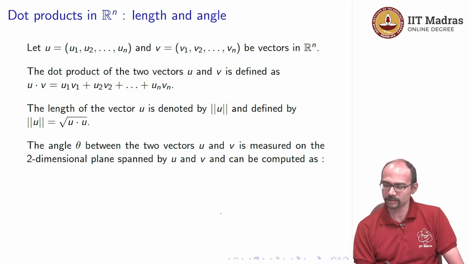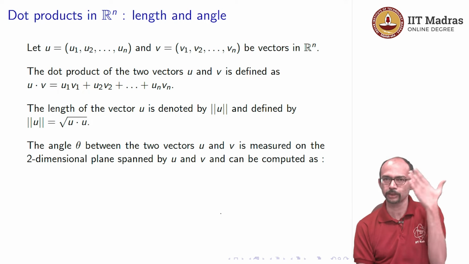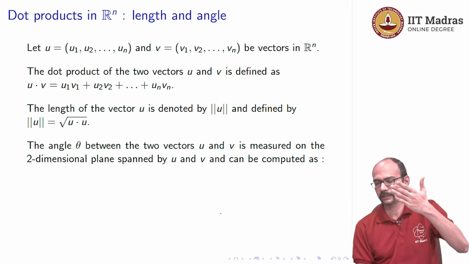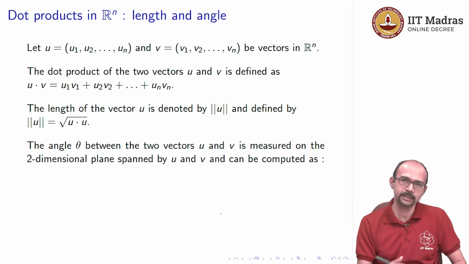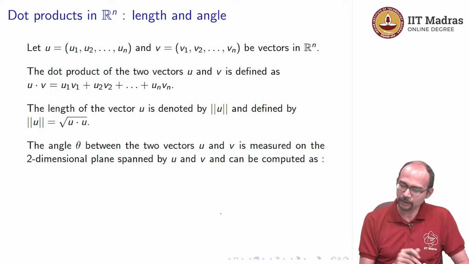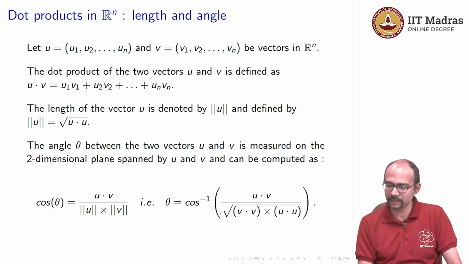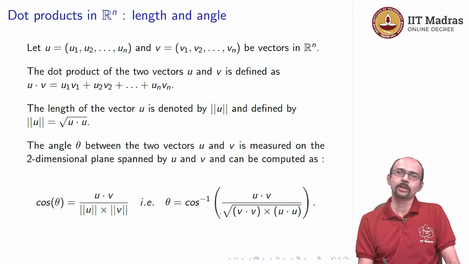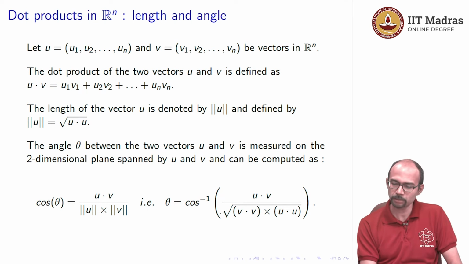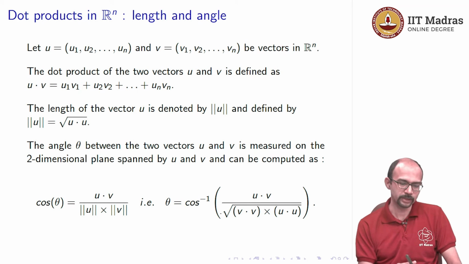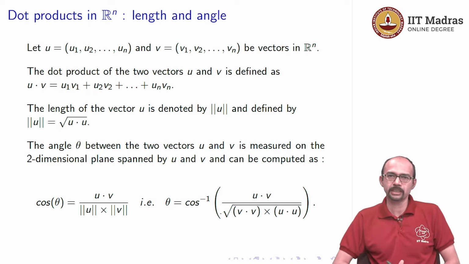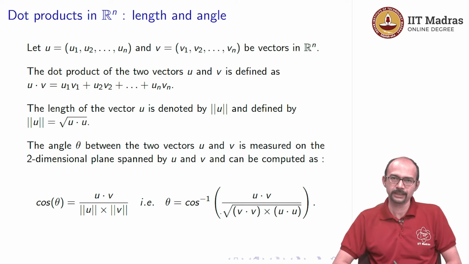and the angle between two vectors, again you pass a plane through those two vectors. There is a unique plane passing, and you can then rotate it so that it becomes the xy plane, and then you can measure, and it turns out that this is exactly the same as doing cosine theta is u dot v divided by norm of u times norm of v, which in other words is square root of v dot v times square root of u dot u, and then you can write it in terms of the inverse.